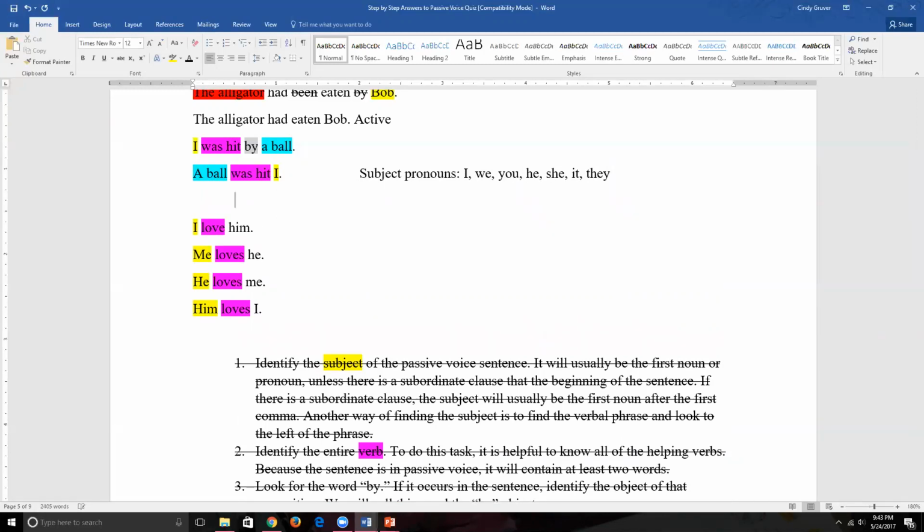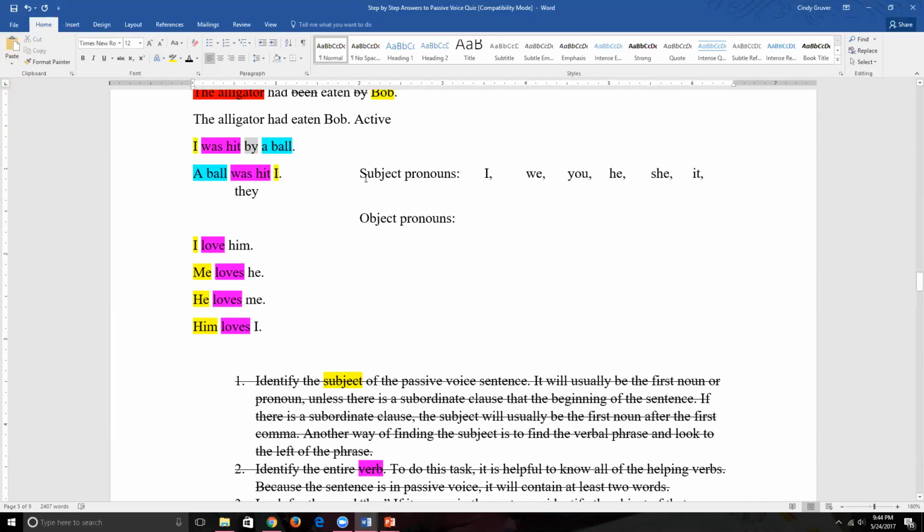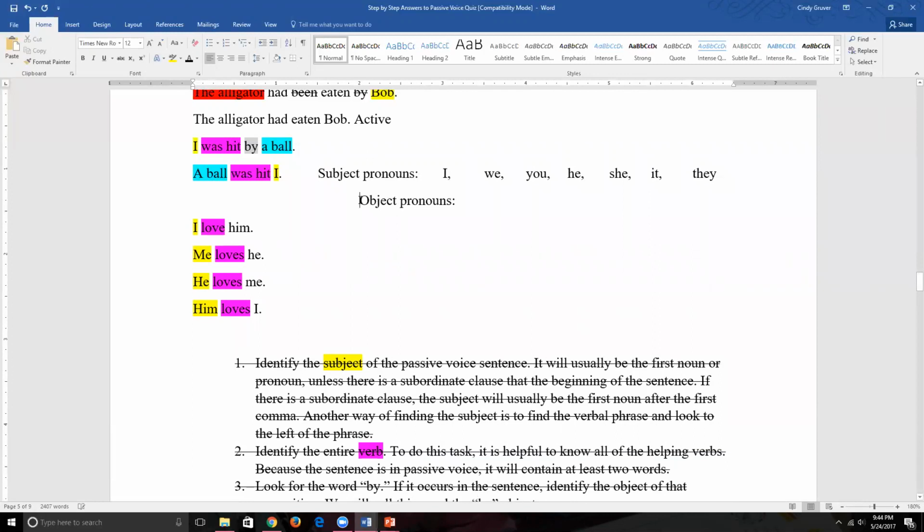The object pronouns are, and I'm going to have them directly below, is we have me instead of I, us instead of we, you doesn't change, him instead of he, her instead of she, it doesn't change, and we have them instead of they.